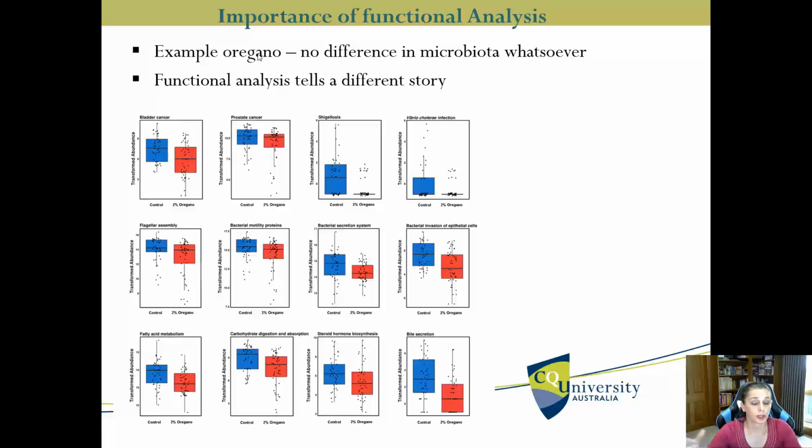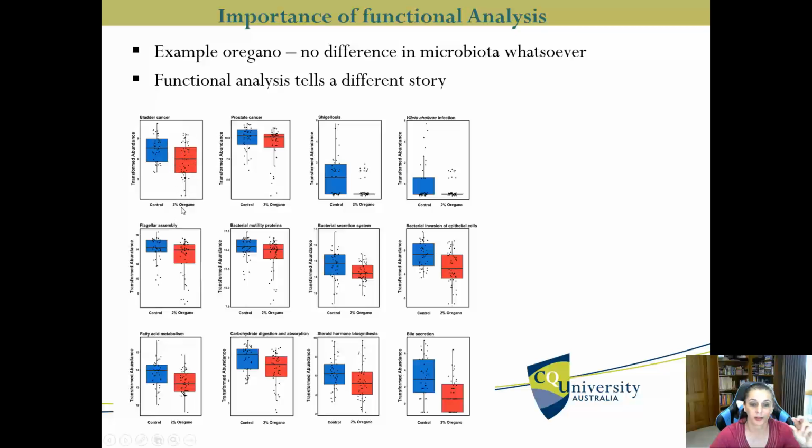PhD student was pulling his hair. He said, I'm not going to get my PhD. Oregano does nothing. Well, birds are growing better. So let's see what's going on. So when we look into functional analysis, though, then we see a completely different story. What we're seeing is that a lot of genes involved in cancer are in the microbiota of birds fed 2% oregano.